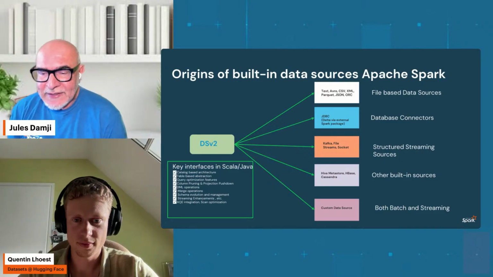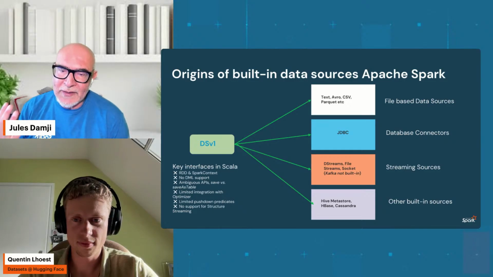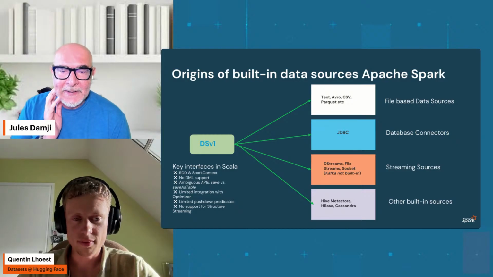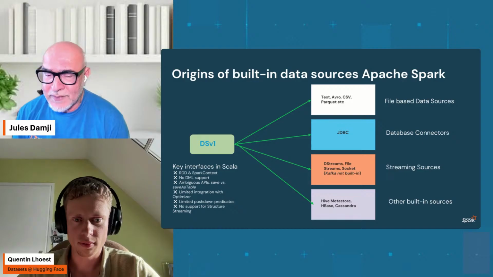So if you look at the DSV1, and if you double down on it, you'll actually see that it supports all the file-based data sources we had initially. It has text. You can use Avro. You can use Parquet. The JDBC was a bit limited. It used JDBC connectors to talk to MySQL and all the relational databases.